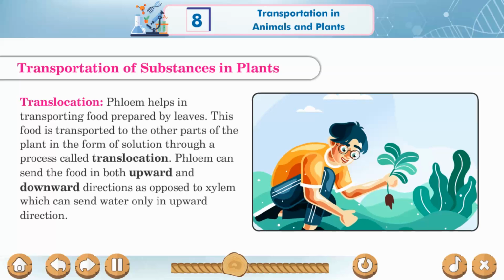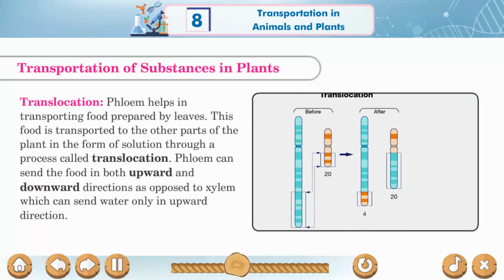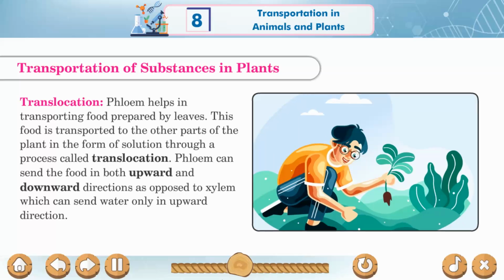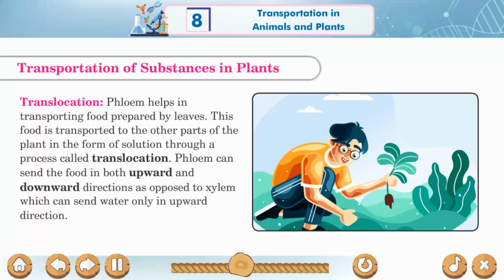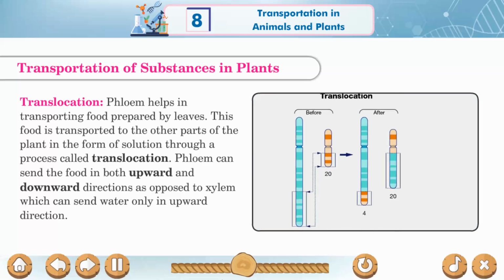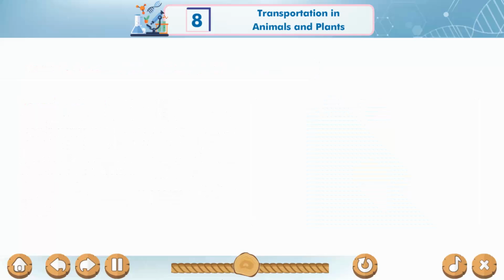Translocation. Phloem helps in transporting food prepared by leaves. This food is transported to the other parts of the plant in the form of solution through a process called translocation. Phloem can send the food in both upward and downward directions as opposed to xylem, which can send water only in upward direction.